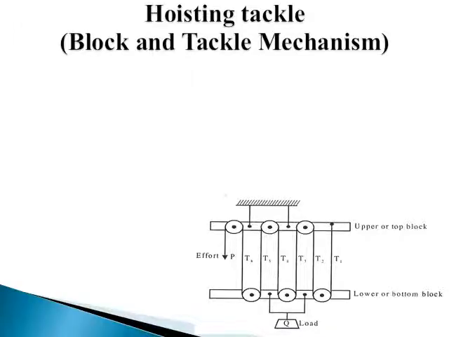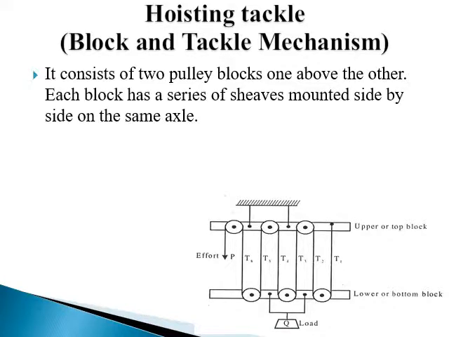This is one example of a pulley mechanism, a block and tackle mechanism. This is used in lifting weights. There are two kinds of mechanisms: one to raise the load and one to lower the load. So in the hoisting tackle, as we have just seen one of them.